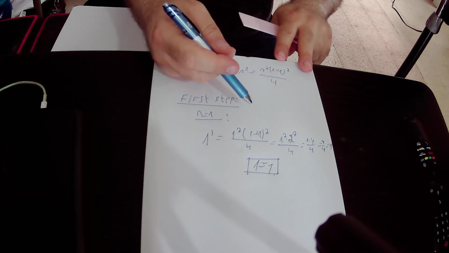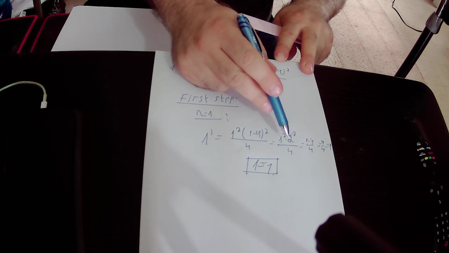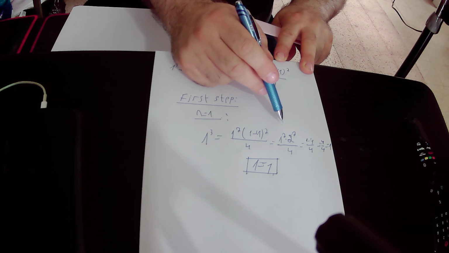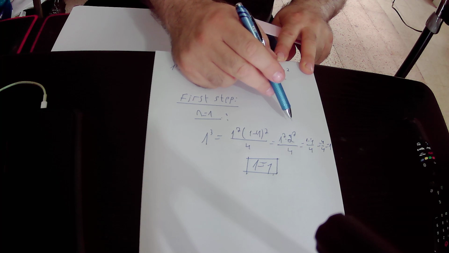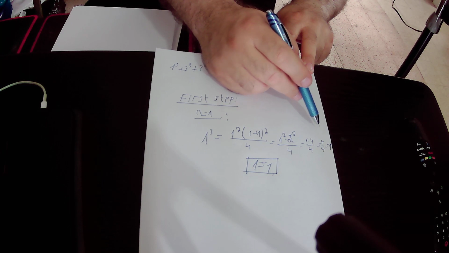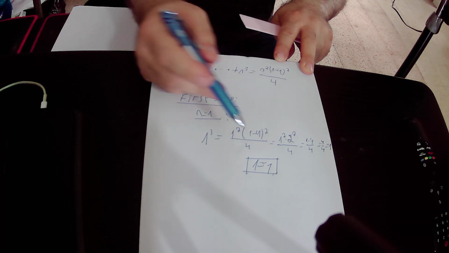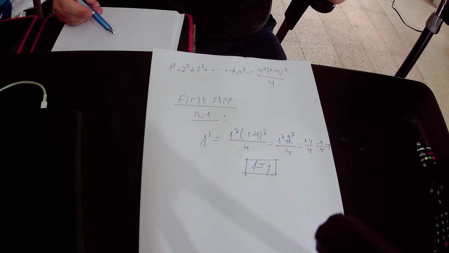So it is actually 1 squared, 1 plus 1 is 2, times 2 squared, all divided by 4. And 1 squared is 1, and 2 to the power of 2 is 4. So it is 1 times 4 divided by 4, or 1 times 4 is 4, and 4 divided by 4 is 1. So 1 is equal to 1. So we passed the first step, and we indeed found that this statement is true for n equals 1.